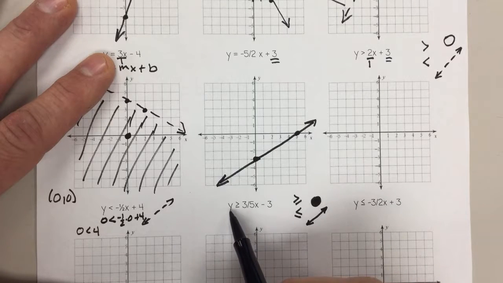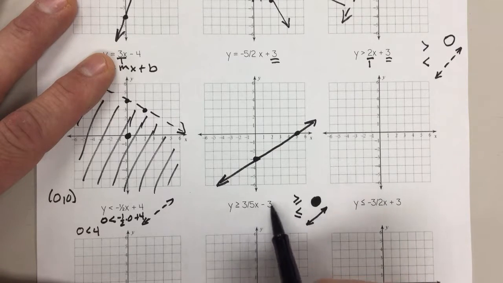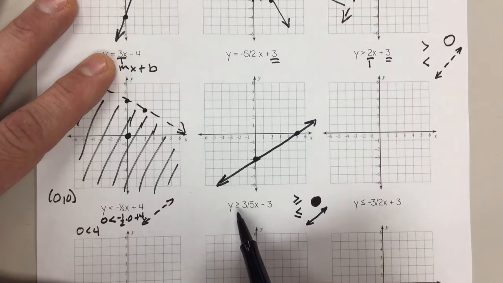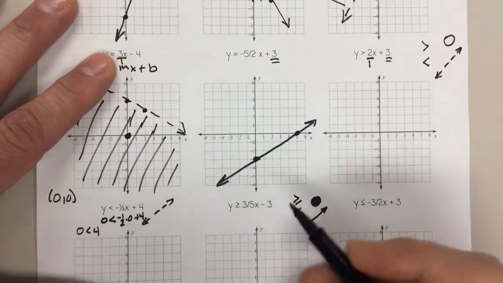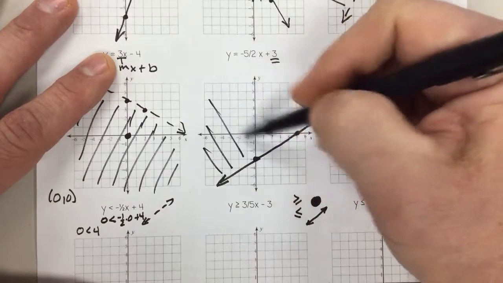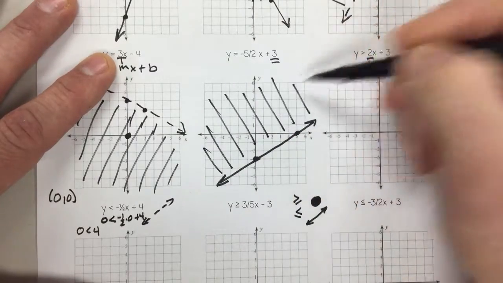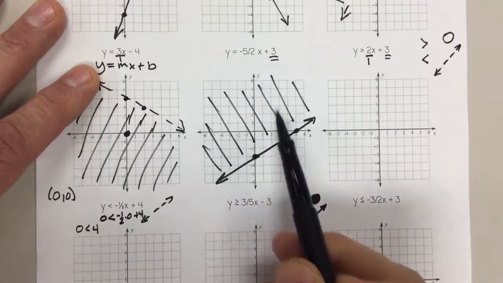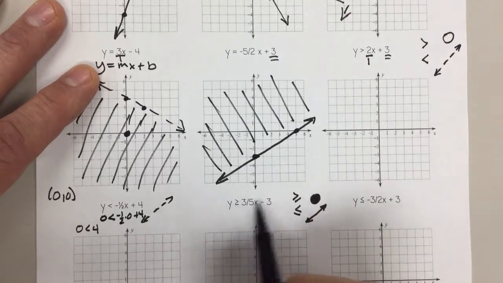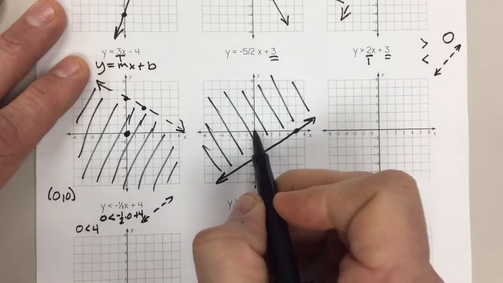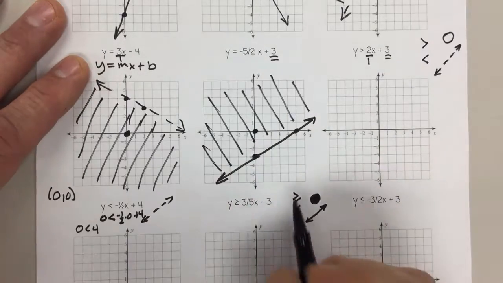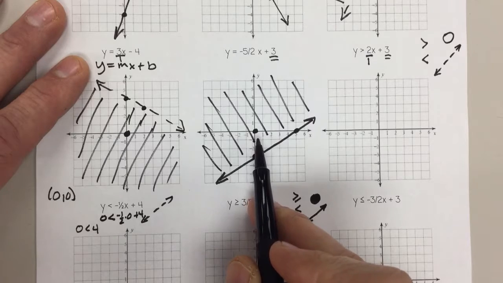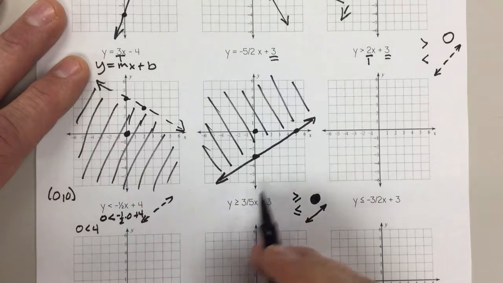Since the inequality says y is greater than or equal to the line, the points that work are above the line, or greater than the line. So my shading is in this direction. So all of these points would work in this inequality. If I chose a point again, let's choose 0, 0. I like to choose 0, 0 because it's really easy to plug into the equation.